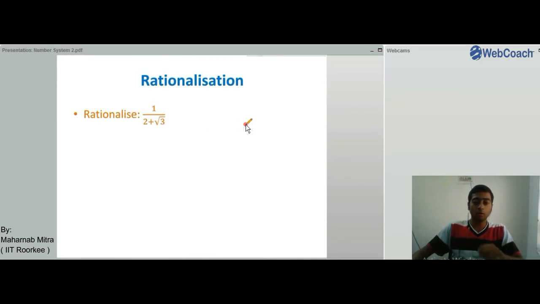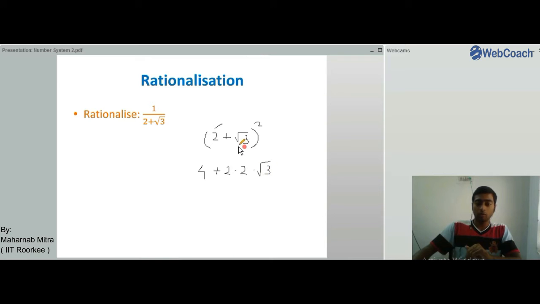Now if you are given a number like this, 1 by 2 plus square root 3, and you try to multiply 2 plus square root 3 with 2 plus square root 3 itself, what do you end up with? You end up squaring the number, right? First you square 2, and 2 square is 4. Then you multiply 2 times 2 times A times B, and finally you do B square, and B square is 3. What you get as a result is 7, adding these rational numbers up, plus 2 times 2 is 4, 4 square root 3.